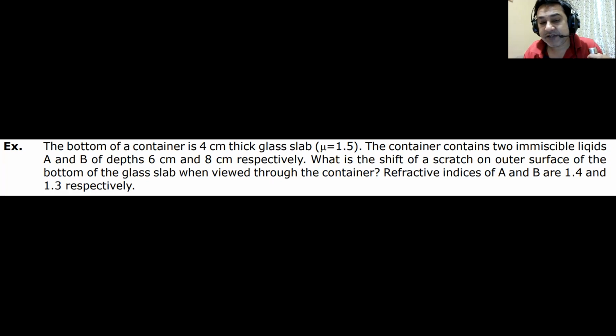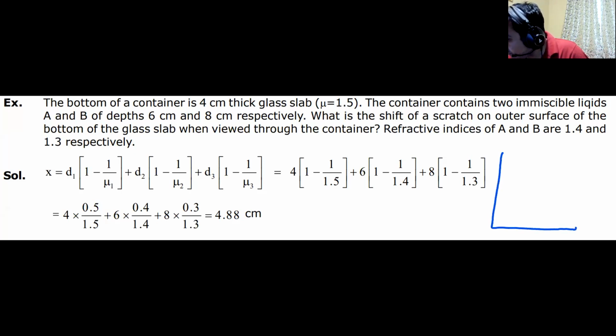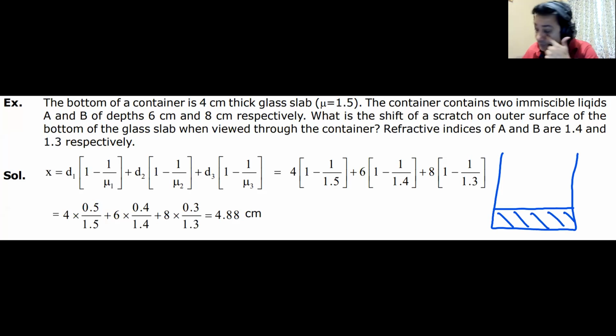I'll give you a minute to solve this question. You can easily solve this question if you understand what the question is all about. So I will just draw the diagram. This is the container. This is the bottom of the container, blue. It is of thickness 4 centimeter. So I write 4 here, and the refractive index is 1.5. Do we understand this? Can I have raised hands that we understand this?